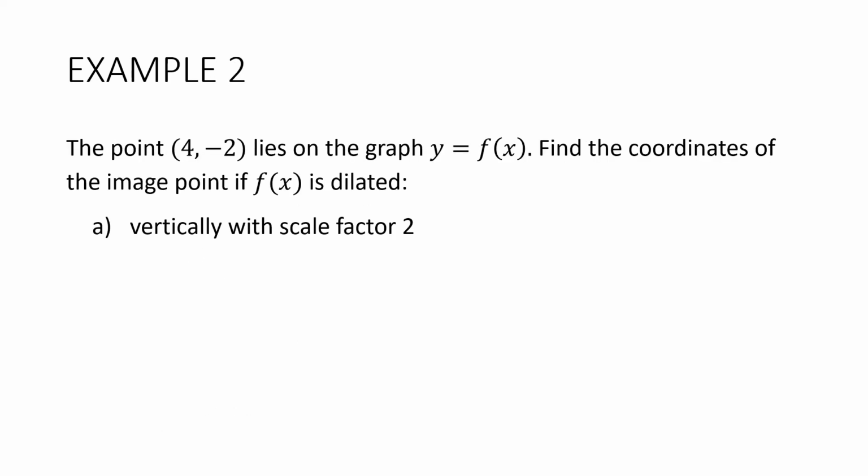Example 2. The point (4, -2) lies on the graph y equals f of x. Find the coordinates of the image point if f of x is dilated vertically with scale factor 2. So vertically, that's going to affect the y coordinate. And we have a scale factor 2, so we want to make it 2 times as big. So the new point is going to be (4, -4).